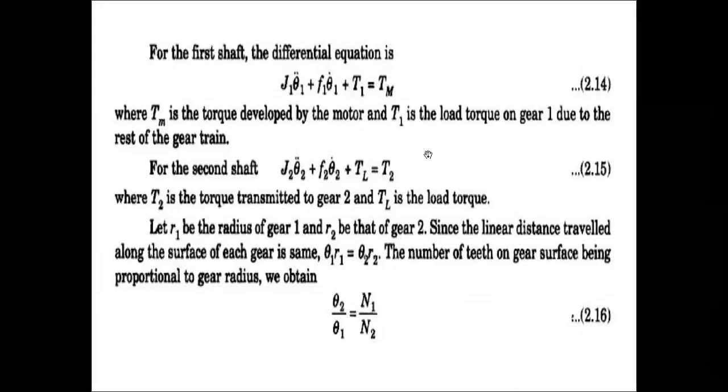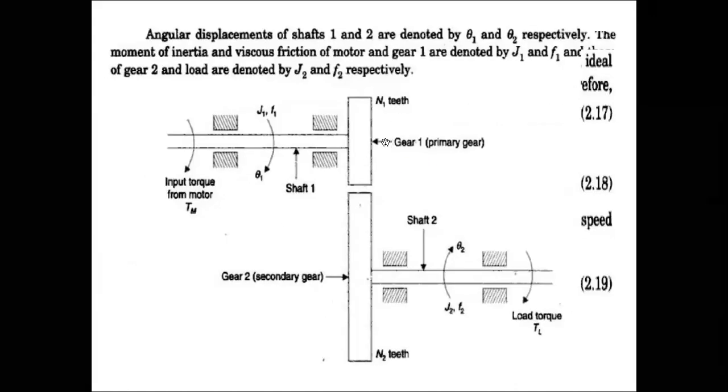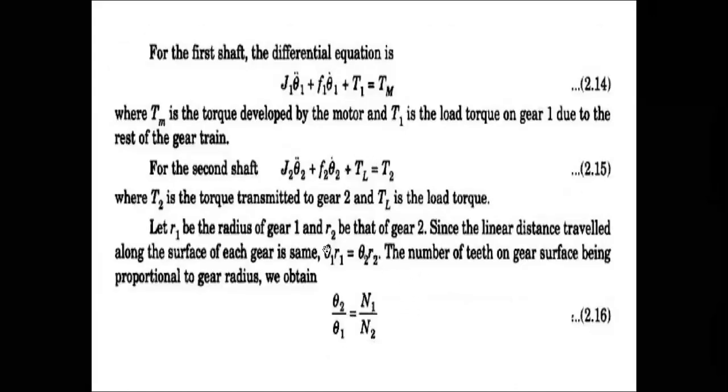Okay, what we discussed is, in this particular case, first we have written the differential equation. Then we are seeing the relationships. Linear motion of both gears will be the same, and accordingly L1 equal to L2. That is the linear displacement: theta 1 R1 equal to theta 2 R2. Theta 2 by theta 1 equal to R1 by R2, and R1 is proportional to N1. So accordingly, theta 2 by theta 1 equal to N1 by N2. This is the equation which we are going to use further.